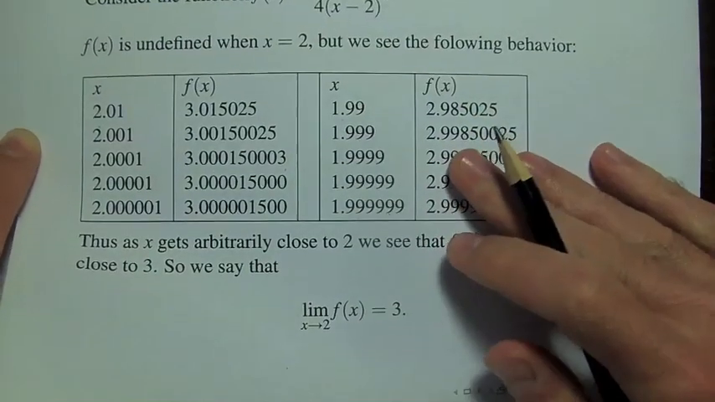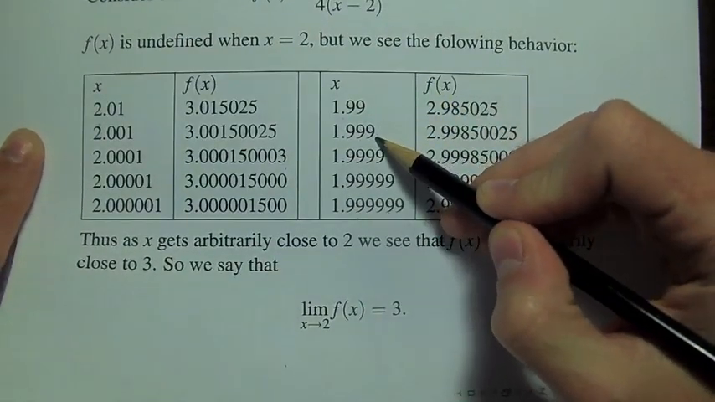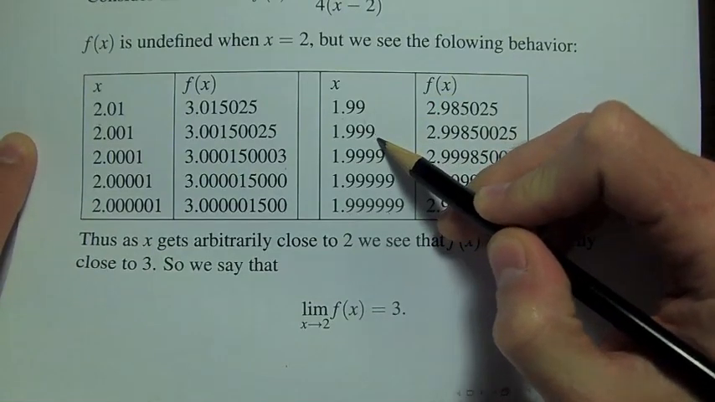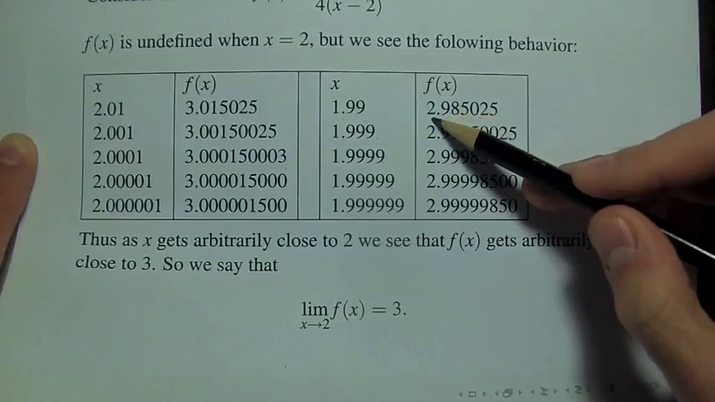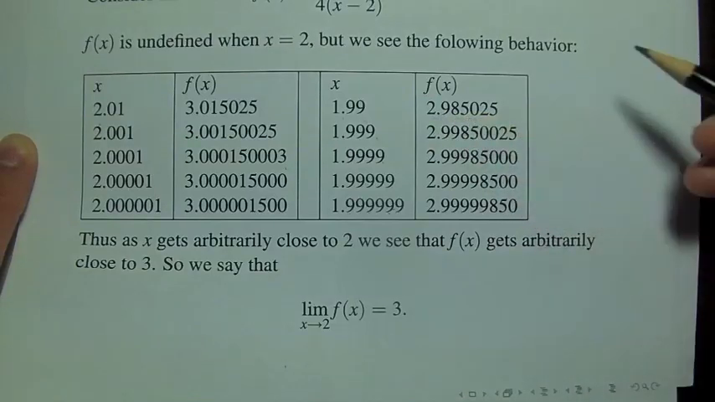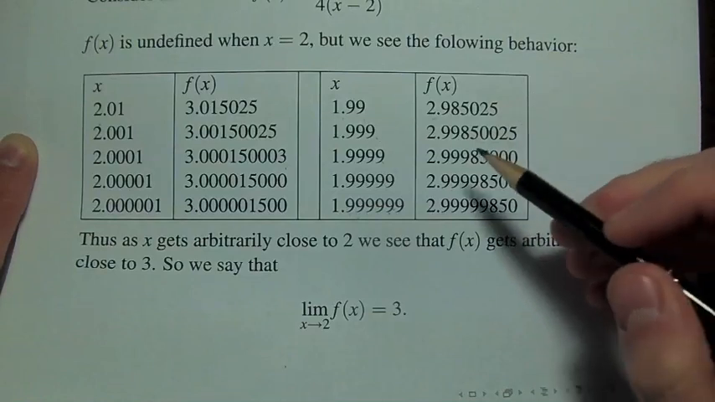So anyway, as I start adding 9s to the right of the decimal place, what happens to my pattern over here is I start at 2.985 for my f's.